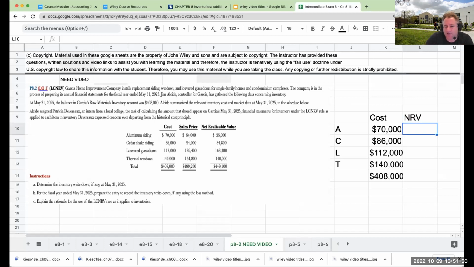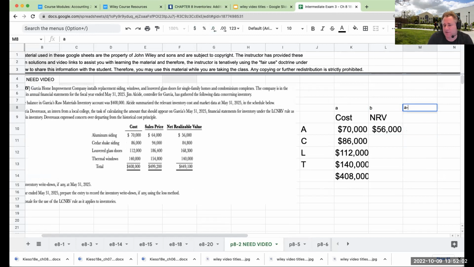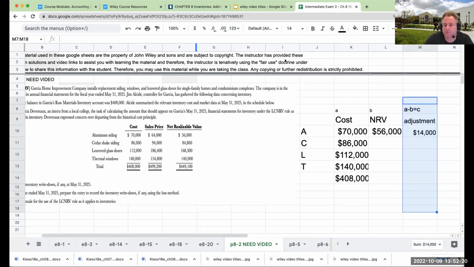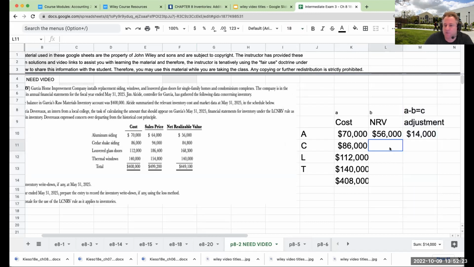If my net realizable value for the aluminum siding is 56,000, I have to record this at the lower of cost or net realizable value. So I'm going to subtract this from the cost, and this gets me my adjustment. My adjustment over here is going to be 14,000. So I have to show this at the lower of cost or net realizable value, and that's what I'm doing over here. Okay, let's go to the next one.